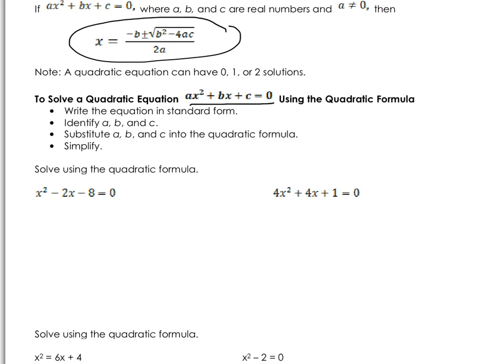So let's solve these problems using the quadratic formula. It's already in standard form. It already has equals 0. A is whatever number is multiplied times x squared. That's 1. B is whatever number is multiplied times x. That's negative 2. C is whatever number is written there by itself. That's minus 8.